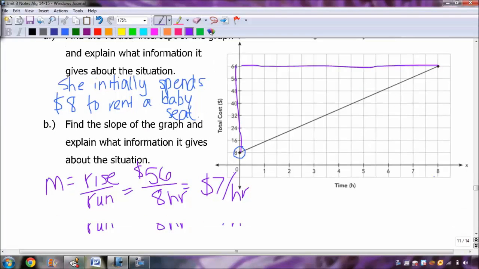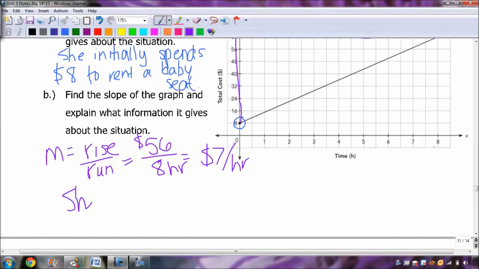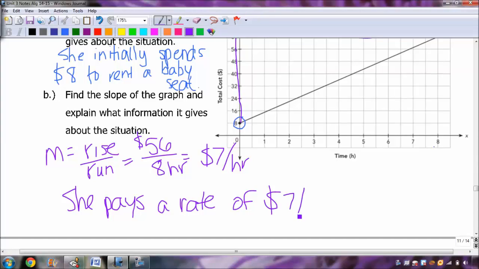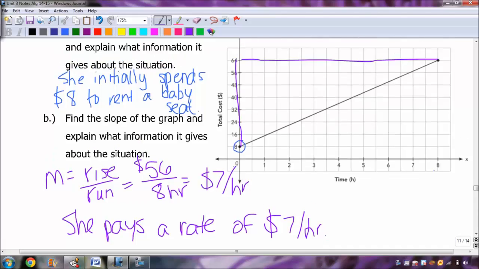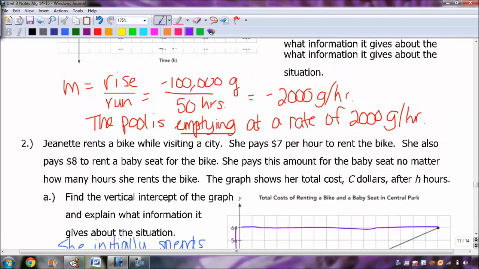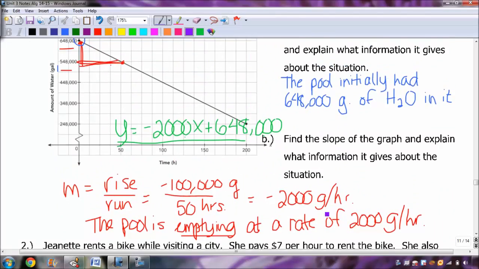Okay, so this means that she pays a rate of $7 per hour. Now, to be honest, you don't even need to see this graph to answer these questions because all of that information is in the initial setup of the problem. I want to go back to number 1 because there's one thing about number 1 that I forgot to tell you guys with the slope.